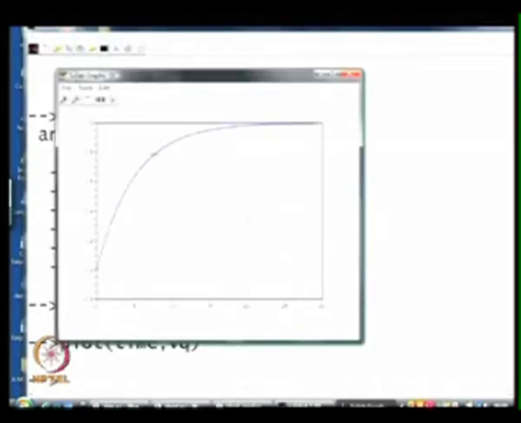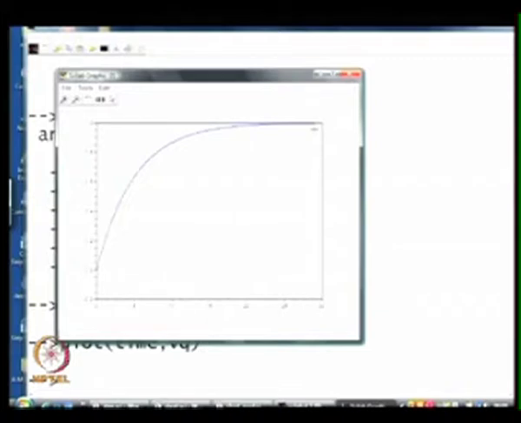So, it starts from 0 and settles down to the value 1, and if you look at this time scale, it is 30 seconds. It takes about 30 seconds to settle down. In fact, the settling time is approximately 30 seconds.